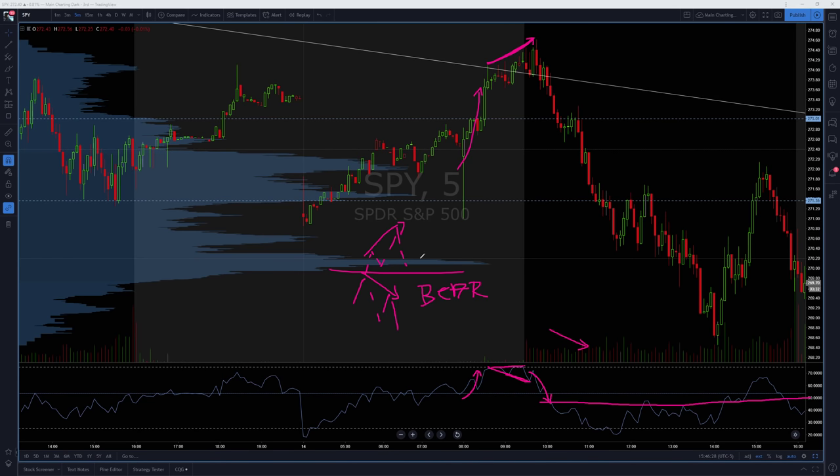Excuse my writing. When it's out, it's bearish. And then when it's in, when the prices are moving inwards as opposed to outwards, that is what they call bullish divergence.